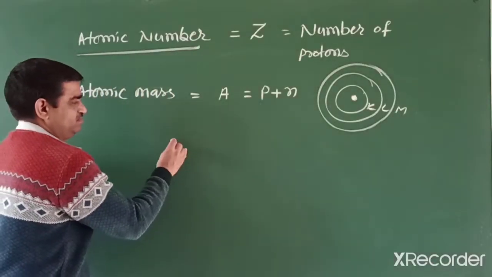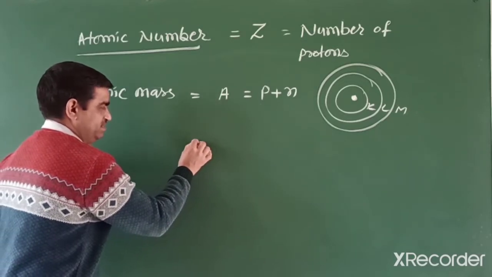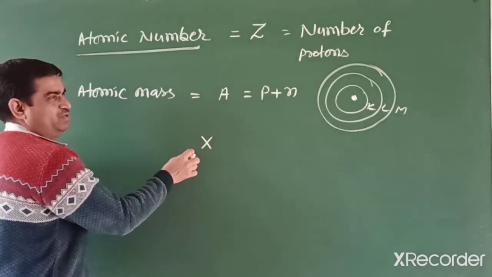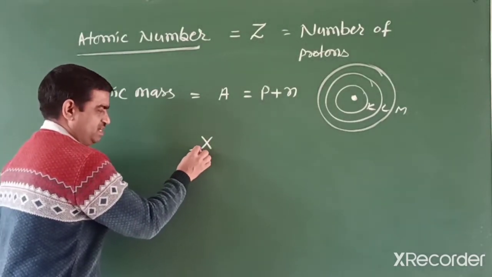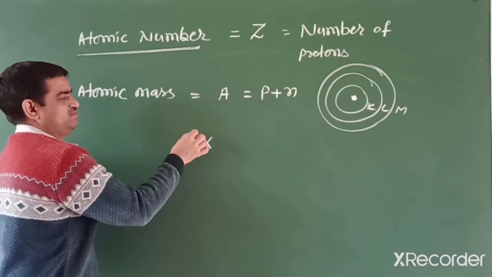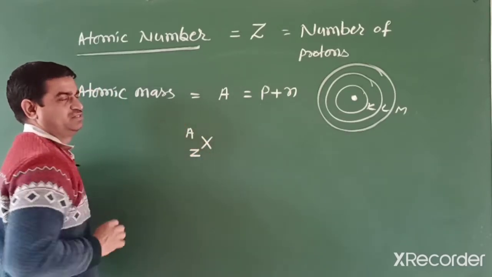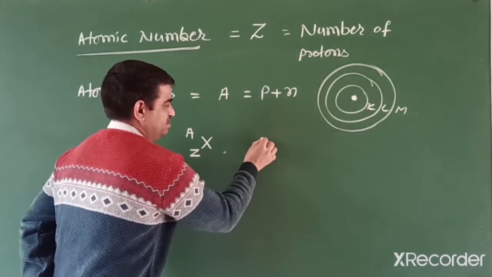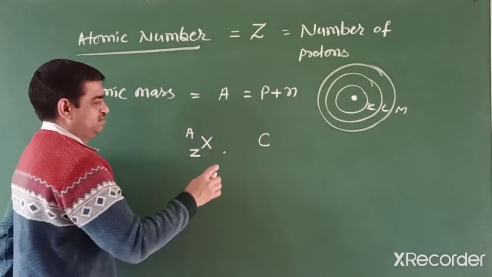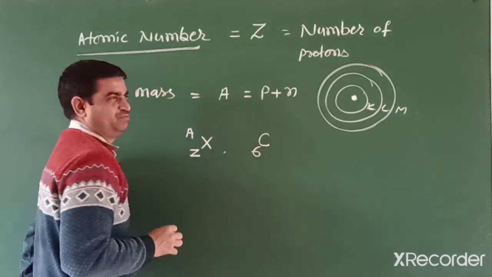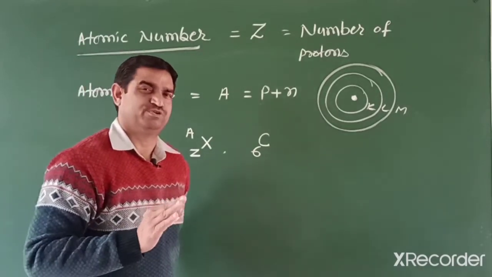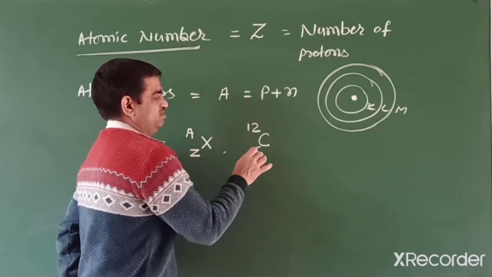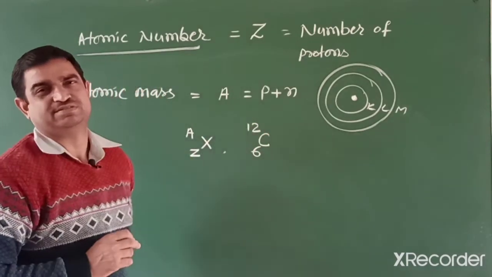For the symbolic representation, at first we write the symbol of the element, X. On the lower left corner we write the atomic number, and on the upper side we write the mass number. For example, to represent carbon, the symbol is C, and on the lower side we write 6, because carbon has 6 protons and 6 electrons, and its mass number is 12. So carbon is represented like this.